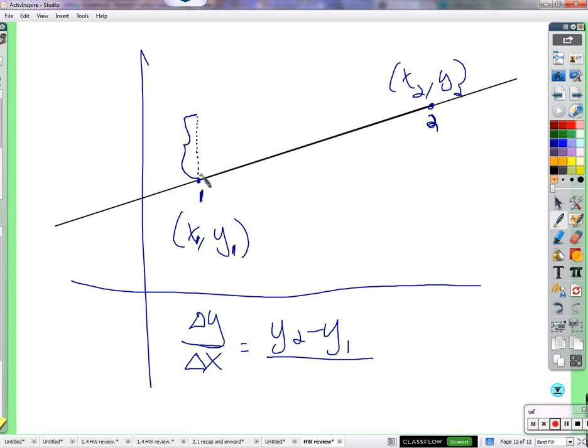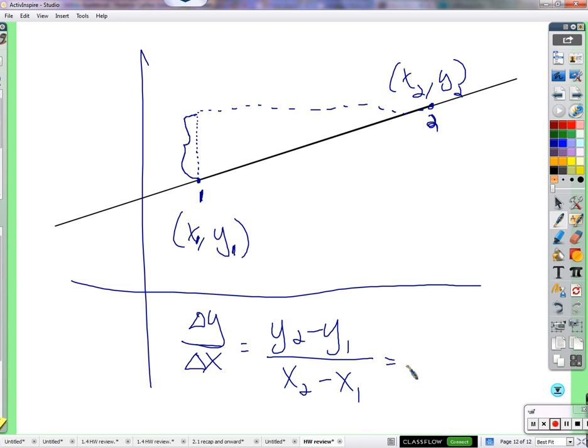Right? So I find the vertical change from point 1 to point 2, then I find the horizontal change from point 1 to point 2. So how do I find this distance right here? Like how far it is from the left to the right? How do I find that distance? Ready? Point 2 minus point 1. What about point 2? The x. The x of point 2 minus the x of point 1, and there we have it.